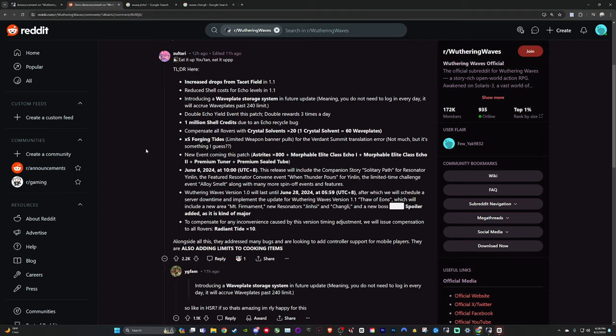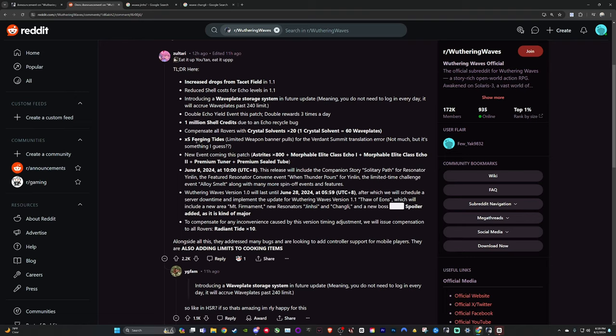Perfect. More currency. Compensate all rovers with Crystal Solvent times 20. Oh my god, this is good. They're cooking with these news. One Crystal Solvent is 60 Waveplays, so it's the same thing as Genshin, where you will pop one of them little moons and you will get 60 resin. We're gonna have 20 of those, so that's a ton of Waveplays. You guys do the math, but that's a ton of Waveplays.